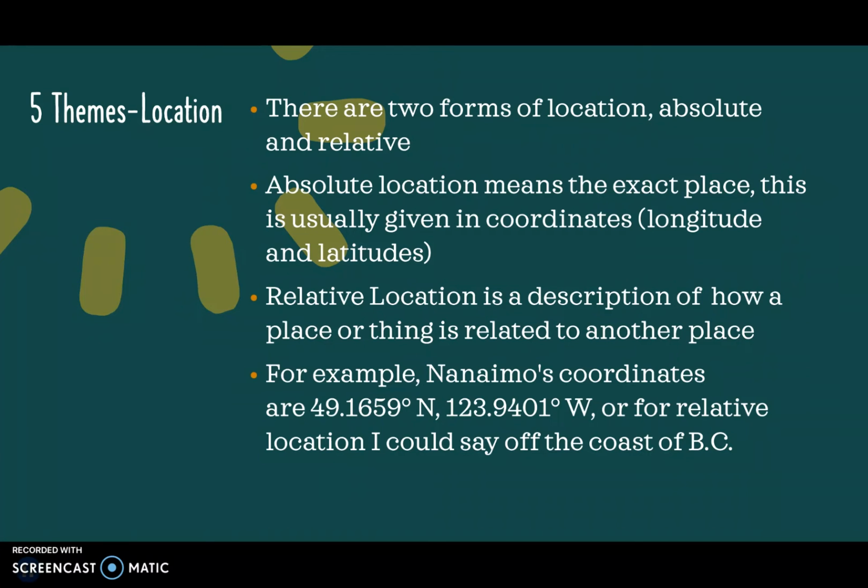For example, Nanaimo's coordinates are 49.1659 degrees north and 123.9401 degrees west. Or for relative location, I could say off the coast of BC.